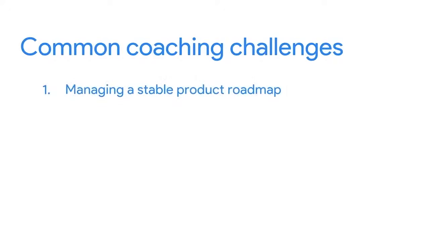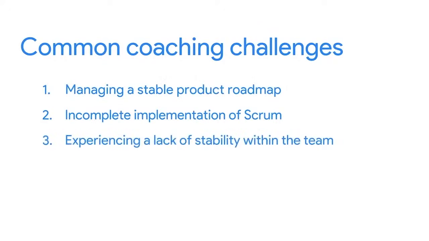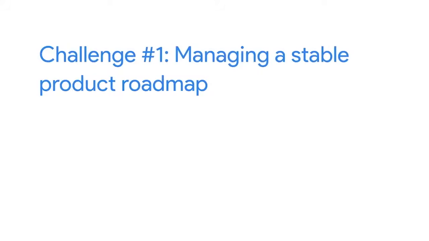The 3 challenges we'll focus on are managing a stable product roadmap, incomplete implementation of Scrum, and experiencing a lack of stability within the team. First, let's discuss the challenge of managing a stable product roadmap.